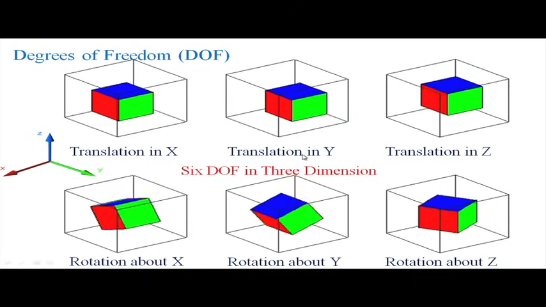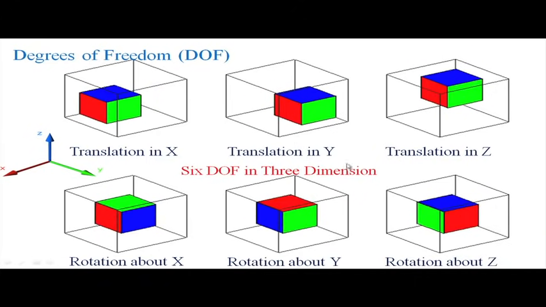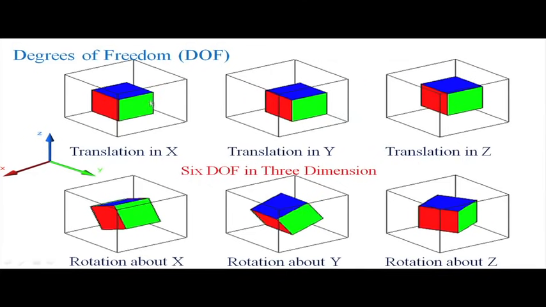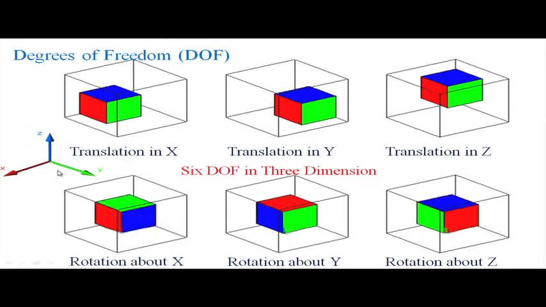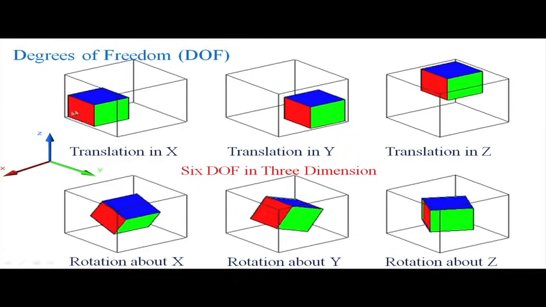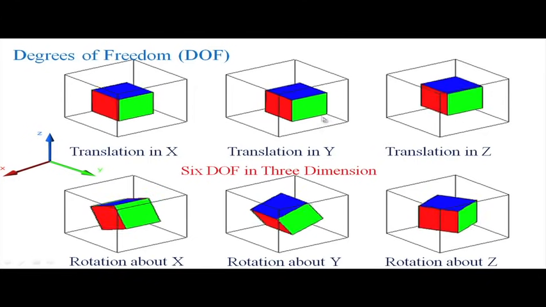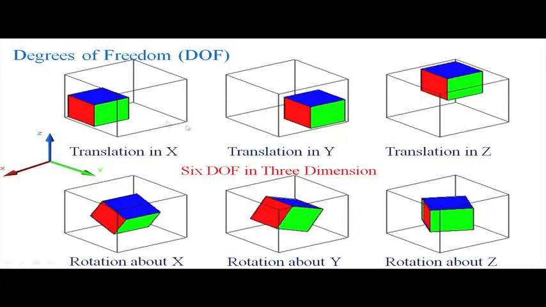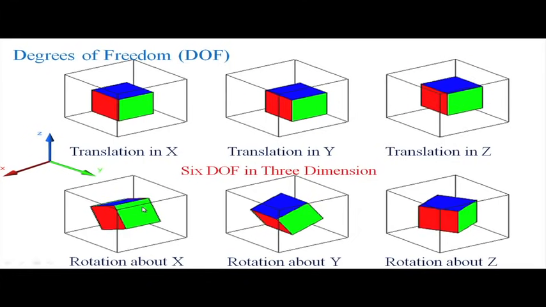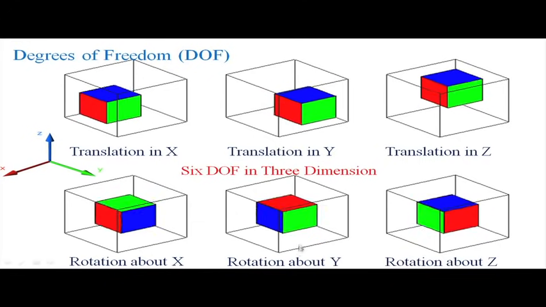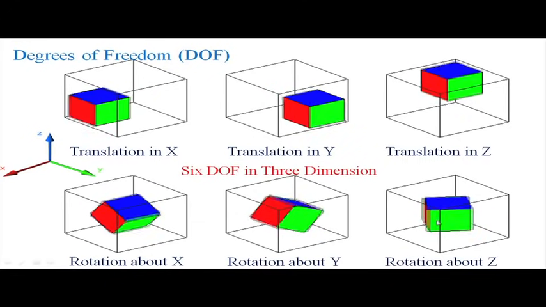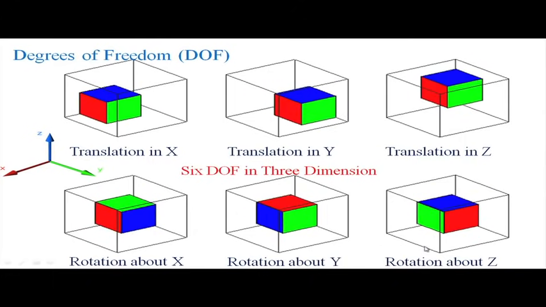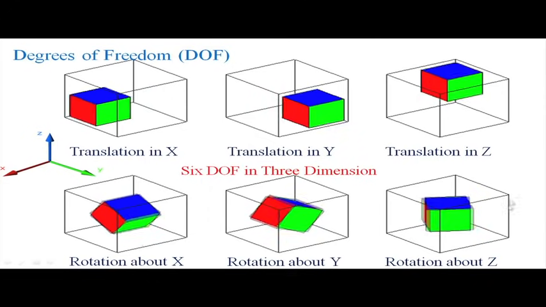This is the degrees of freedom in three dimensions. Consider any object, this cube is an object. This is the coordinate system x, y, z. This object can translate in x direction, in y direction, and in z direction. So, these are the three translation degrees of freedom. Similarly, this object can rotate about x axis, about y axis, and about z axis. So, these are the three rotational degrees of freedom. In total, this object has 6 degrees of freedom.